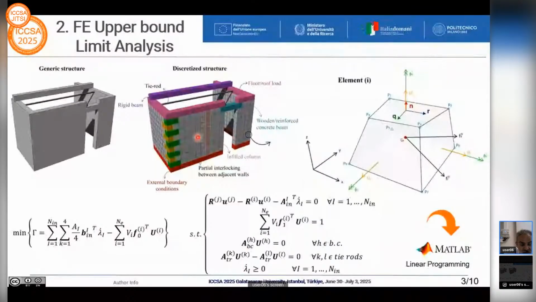You also have the possibility to use other materials. For instance, here you see a concrete ring beam in this example. You see rigid beams that can also be modeled with a certain strength, so in order to model also reinforced concrete beams and wooden beams. We also have the possibility to insert tie rods.